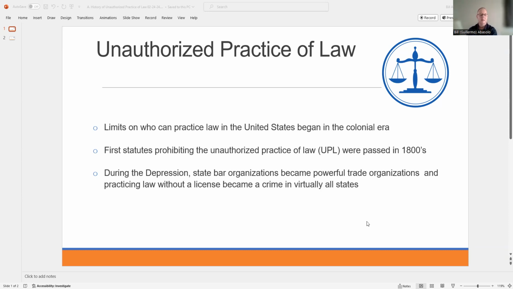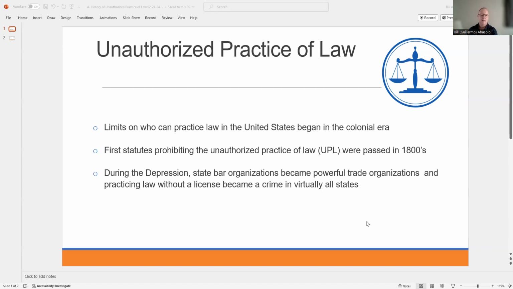In the mid-to-late 1800s, the first UPL statutes were passed, and these laws prohibited court appearances by anyone not licensed as an attorney, the practice of law by court personnel, such as bailiffs, unlicensed persons from holding themselves out as a lawyer, and non-lawyers from forming partnerships with lawyers.